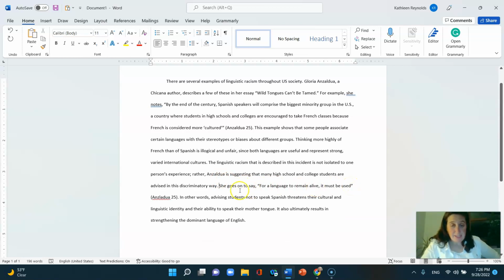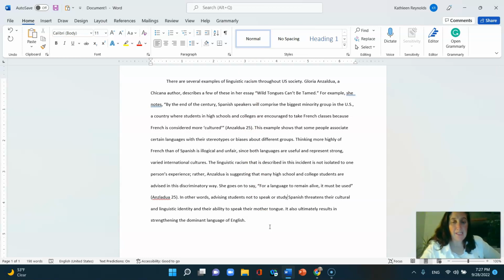So notice I didn't say her name or the page before the quote, so I need to say it in parentheses after the quote. That means I put the period after the parentheses. Okay? So now I'm explaining a little bit more about what it means. In other words, advising students not to study Spanish threatens their cultural and linguistic identity and their ability to speak their mother tongue. It also ultimately results in strengthening the dominant language of English. Okay, so this is an example of how to use a quote.